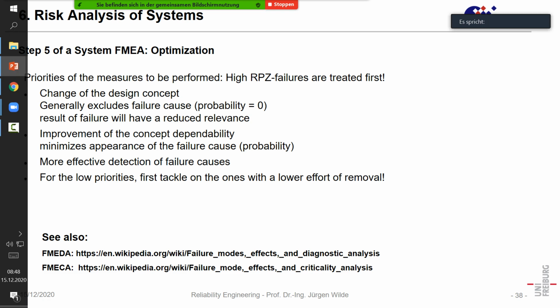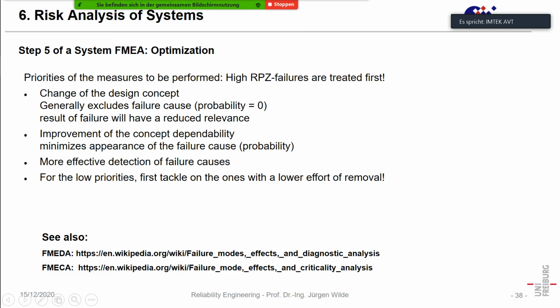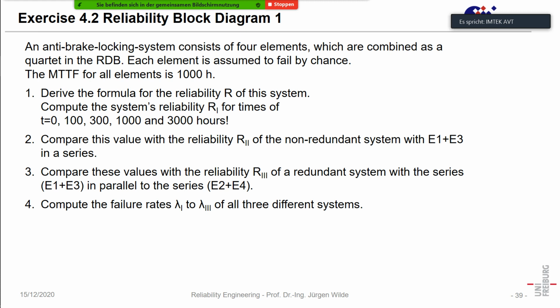Okay, in that way, the rules I just told you are listed here again. And so System FMEA is a very important tool, not only to get data on how safe a system is, but also what makes it unsafe. And that's something which is very important.